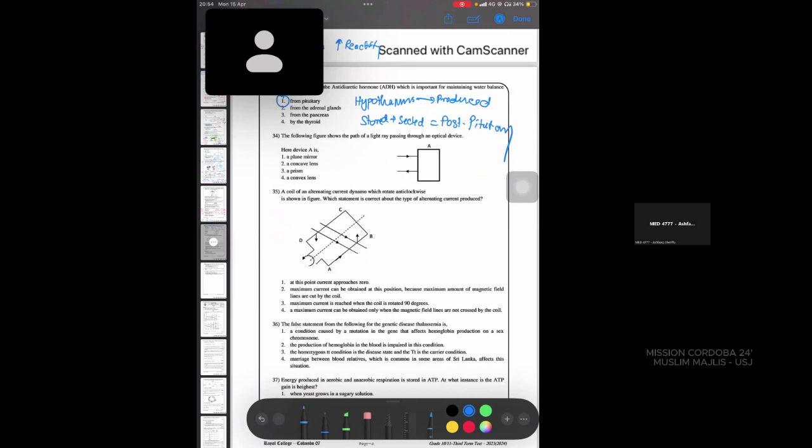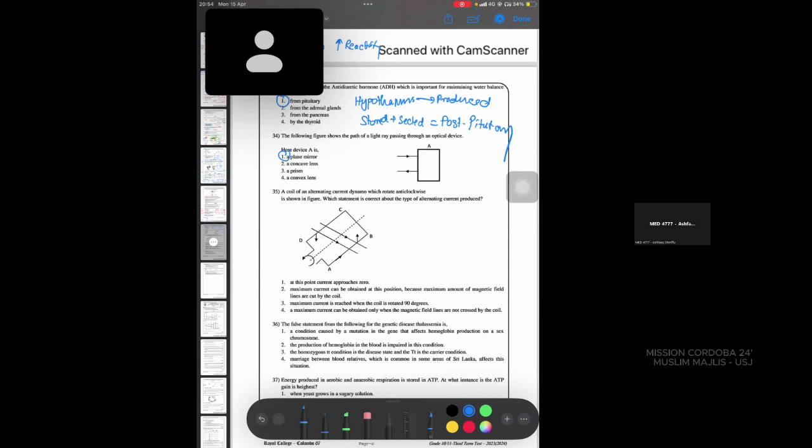34. The following figure shows path of a light ray passing through an optical device. Can someone tell me what this device is? The ray you give is reflected back. So reflection is done by whom? Plane mirror, right? Plane mirror, very good.